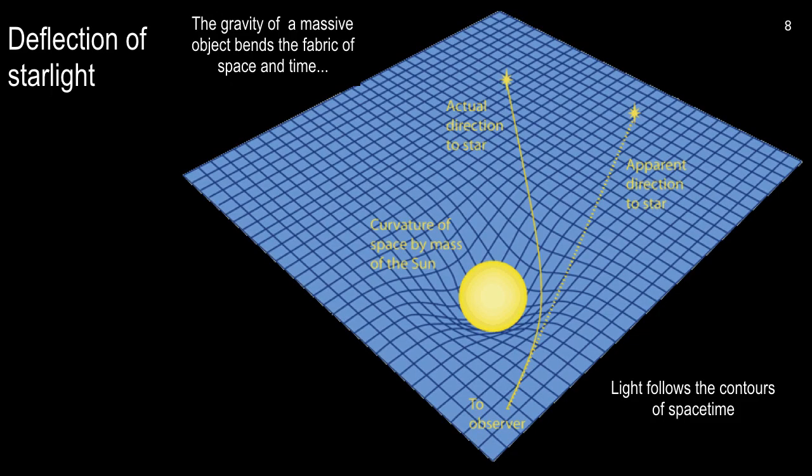Now, here's another diagram that I took from the internet. If you search for gravitational lensing, you'll see lots of images like this. This one emphasizes that the gravity of a massive object like the sun or a black hole bends the fabric of space-time, and then the light follows the contours of the curvature of space-time.